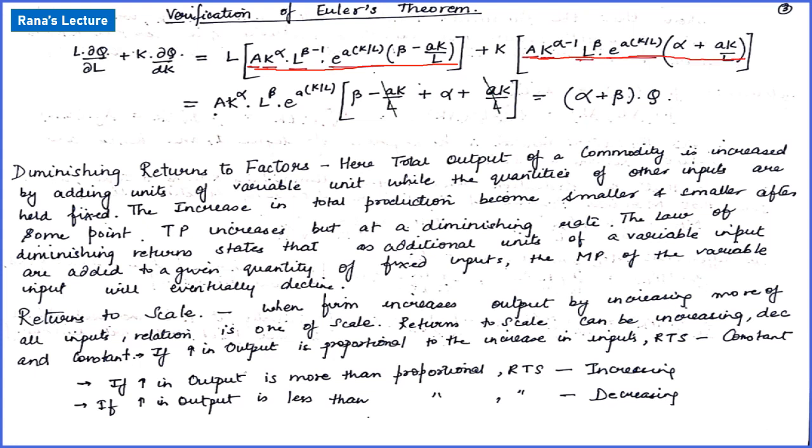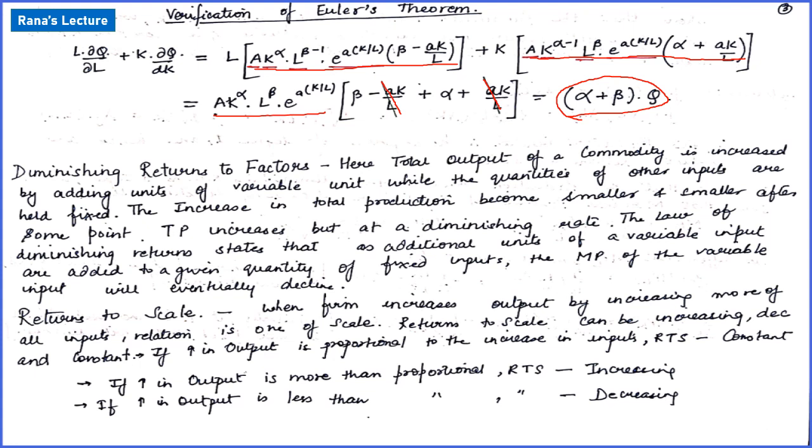Now you see, you have to take out the commons. I took out the common and cancel this out. When you calculate it, you will be left with this. That is alpha plus beta into q. Hence Euler's theorem is proved. Right? This is the topic of production function.